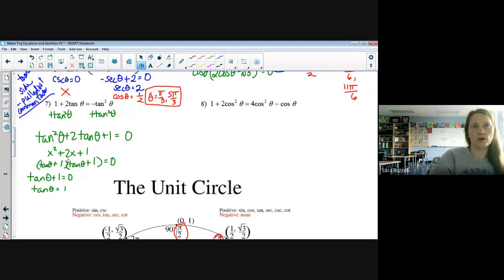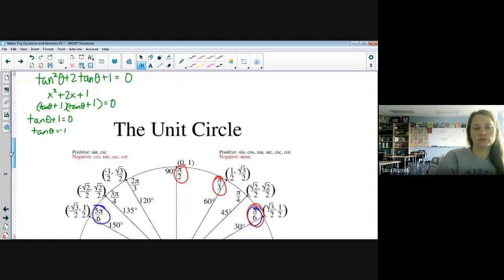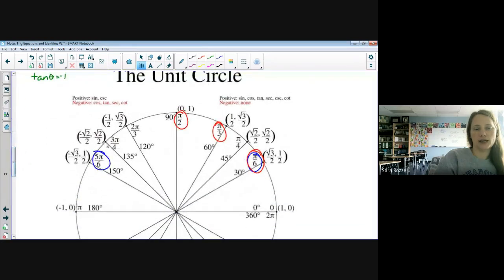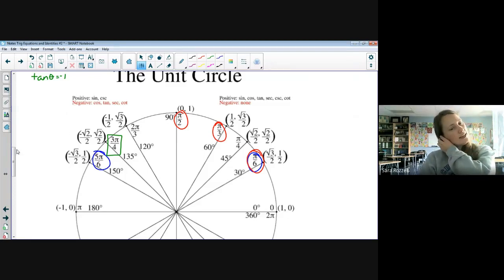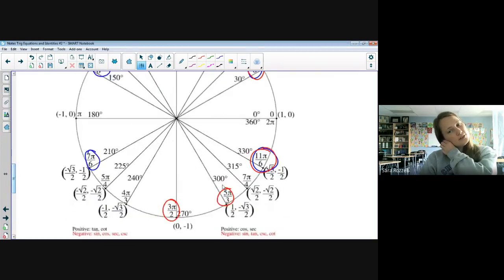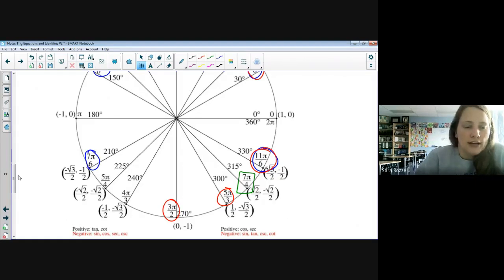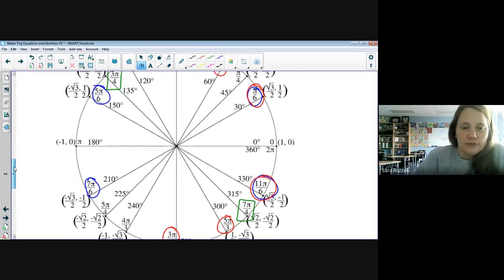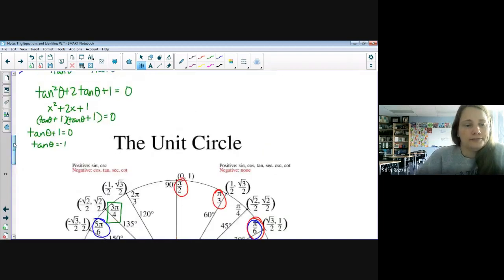So if tangent plus 1 is 0, we're looking for when tangent is -1, because we subtracted 1 on both sides. And tangent is -1 at 3 pi over 4. So we do y over x, that's a negative. And I think it's also at 7 pi over 4. Y'all think so too? That's the other negative tangent right here. Or -1 for tangent. 3 pi over 4 and 7 pi over 4.